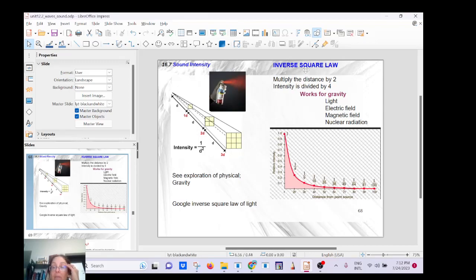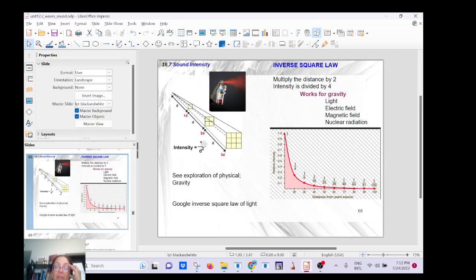So this is called the inverse square law. Okay? So if you have that much energy at that distance, you multiply distance by 2, you have 4 times less. And then 3 times you have divided by 9. And then divided by 16, and so forth, and so on, right?